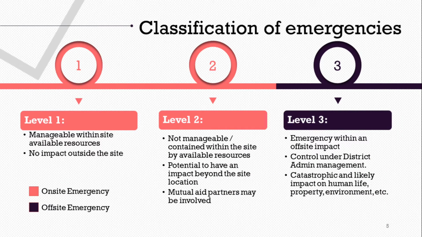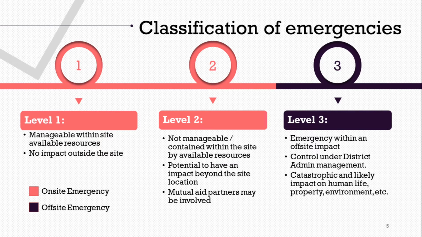Now emergencies are classified into three types. First is level 1, second is level 2, third is level 3. Level 1 and level 2 are on-site emergencies and level 3 is an off-site emergency. Level 1 is manageable within site available resources and has no significant impact outside the site. Level 2 emergencies are not manageable or contained within the site by available resources and have the potential to have an impact beyond the site location, and their mutual aid partners may be involved.